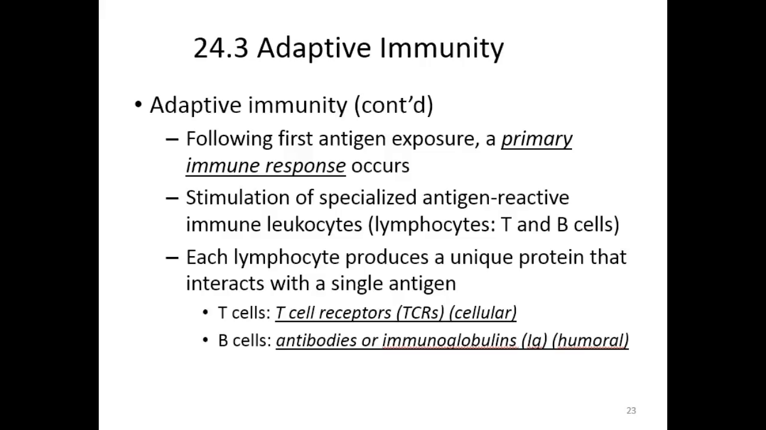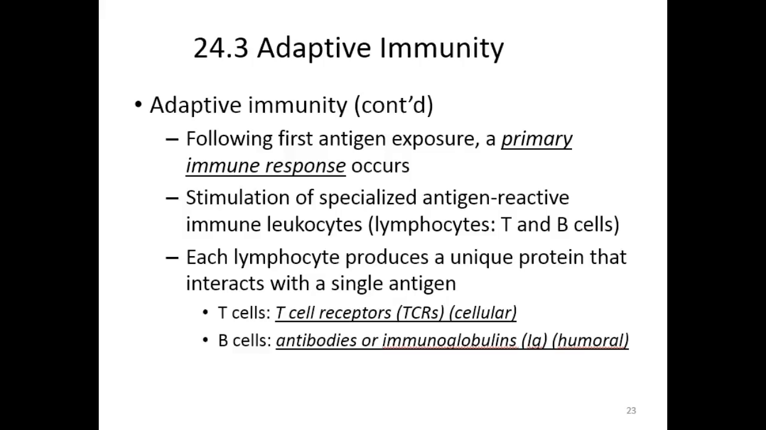On T cells, the ability to recognize this foreign material is in the T cell receptor with various other proteins, but the primary one is called the T cell receptor. And the response is said to be cellular because T cells then release chemicals that act on other cells. In B cells, there's a B cell receptor.